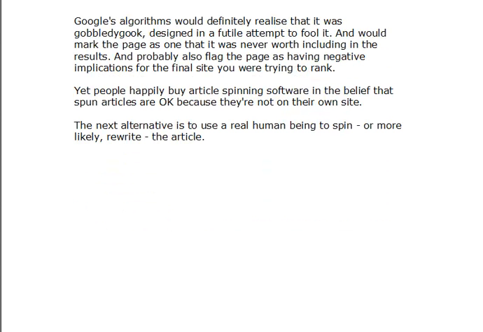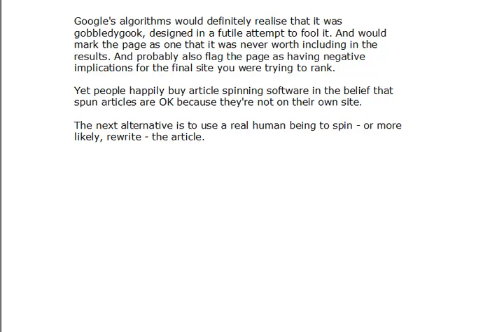And the other thing is that Google's algorithms would also definitely realise that it was gobbledygook, just designed in a futile attempt to fool them. And then they'd mark the page as one that was never worth including in the results, and quite probably flag the page as having negative implications for whichever site you were trying to rank. Yet people still happily buy article spinning software in the belief that spun articles are fine because they're not their own site. It's kind of someone else's garbage.